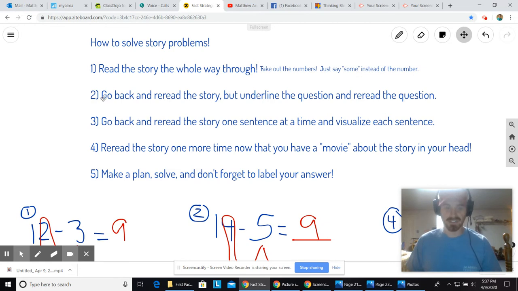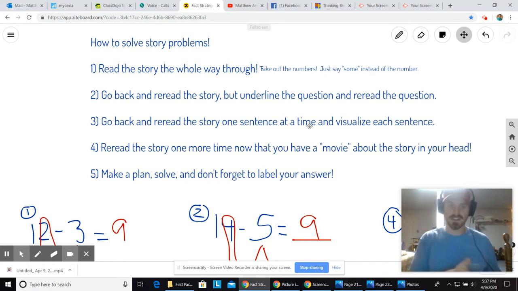So next, you go back and reread the story without the numbers, but you're going to underline that question when you get to it, and you want to reread that question so that way you know what you're trying to figure out. What does it want you to know or figure out? Go back and reread the story one sentence at a time and visualize. Make that movie in your head. Focus on those details in the story.